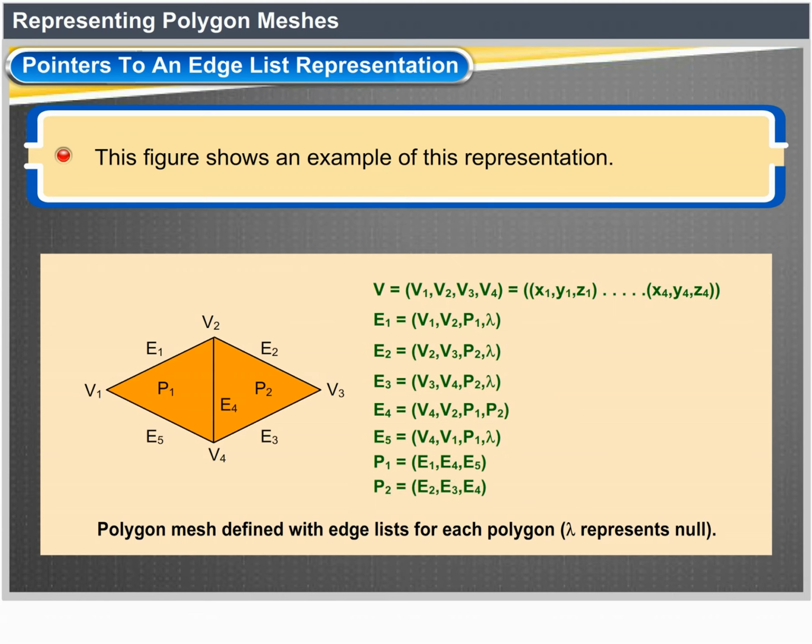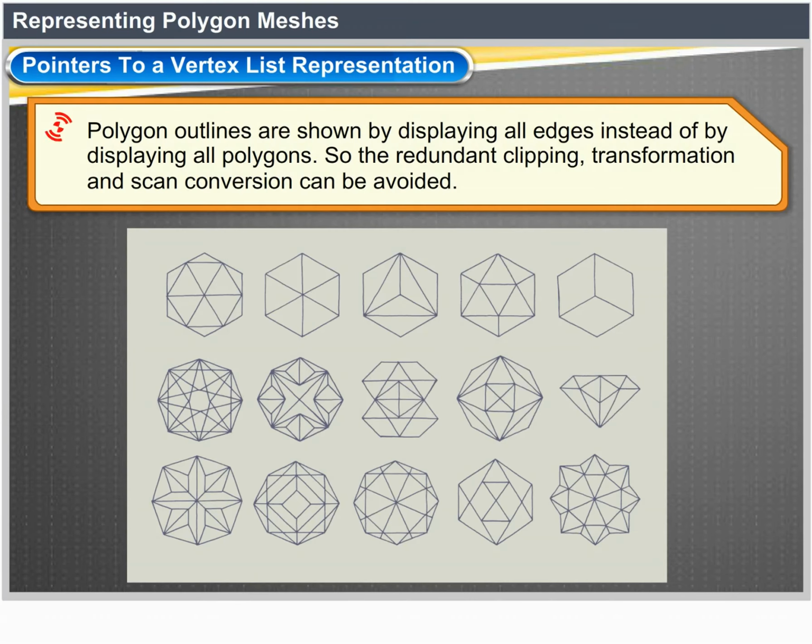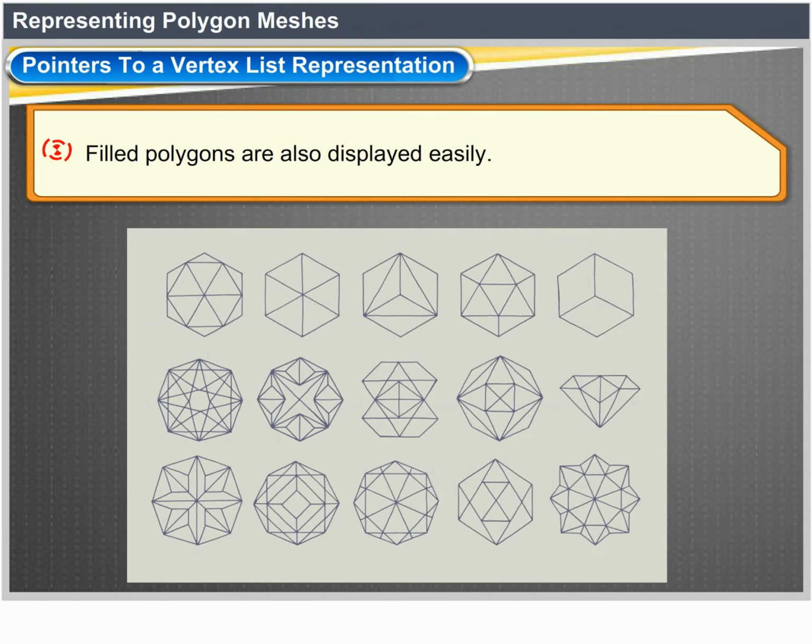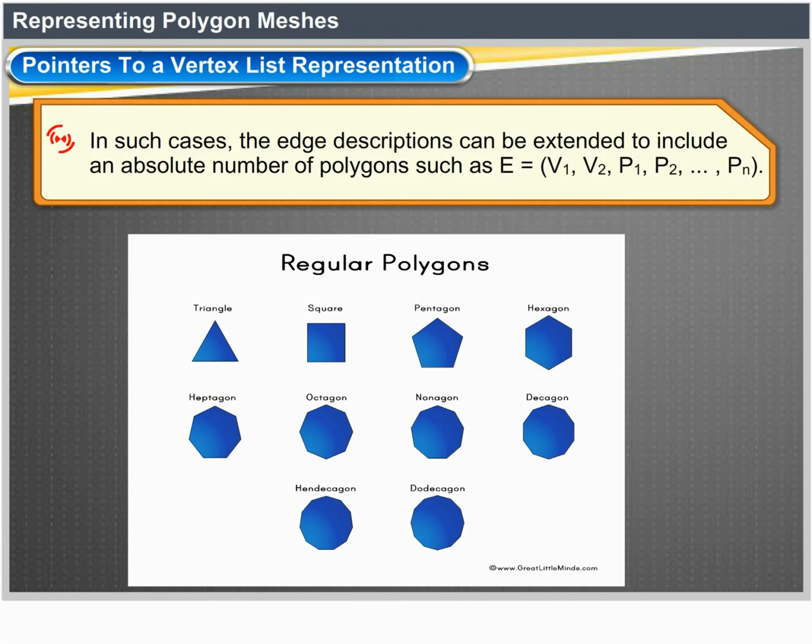Polygon outlines are shown by displaying all edges rather than by displaying all polygons. Thus, redundant clipping, transformation, and scan conversion are avoided. Filled polygons are also displayed easily. In such cases, the edge descriptions can be extended to include an arbitrary number of polygons, E equals V1, V2, P1, P2, going up to Pn.